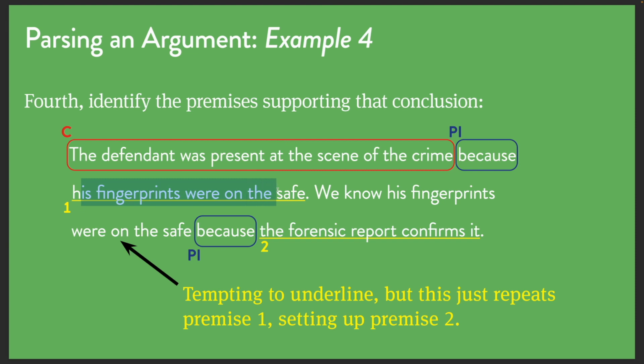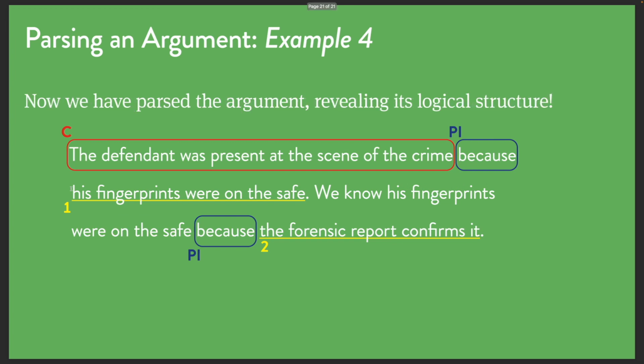Fingerprints were on the safe, and the forensic report confirms it. Underline and mark those. Now, it's tempting to underline this part here. We know his fingerprints were on the safe, but this is just repeating premise 1. It's really just saying his fingerprints were on the safe, and we know that because the forensic report confirms that. So the part here that I did not underline is just repeating premise 1. We don't have to underline it again. We've already marked the claim about the fingerprints being on the safe in the previous sentence.